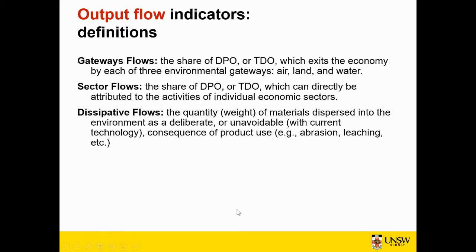Got a question here about whether the DPO includes both positive and negative content to the environment. Could you clarify what you mean in terms of positive and negative? You mean if they're good for the environment, or if they're bad for the environment? Is that what you mean? Just to make sure I'm responding the right thing.